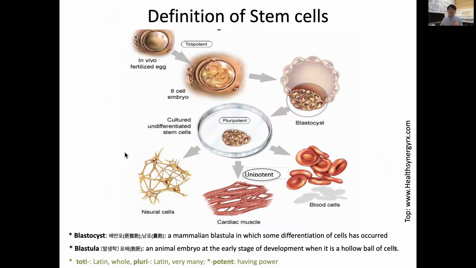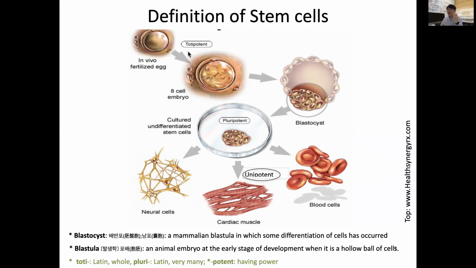So let's consider the definition of stem cells. Last time we learned that in vivo, a fertilized egg, the zygote, has the ability to become all the cell types in a complete organism. So that we call a totipotent stem cell.